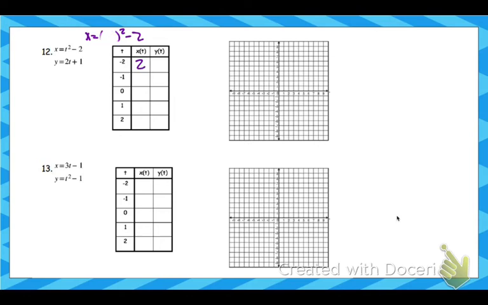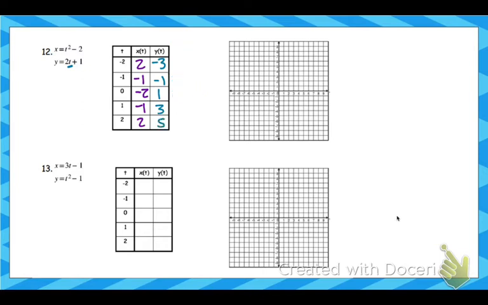Then you do the same thing with -1. Then you do the same thing with 0. Then I plug in 1, and then I plug in 2. So that's going to be 4 minus 2, which is 2. All right, now let's plug in those y's. So 2 times -2 plus 1 is -3. 2 times -1 plus 1 is -1. 2 times 0 plus 1 is 1. 2 times 1 plus 1 is 3. 2 times 2 plus 1 is 5.